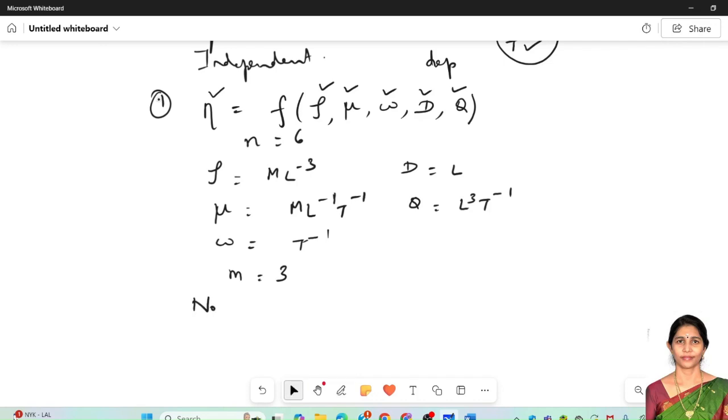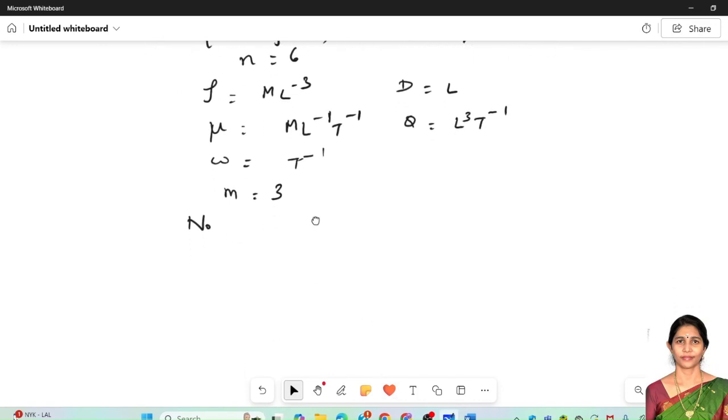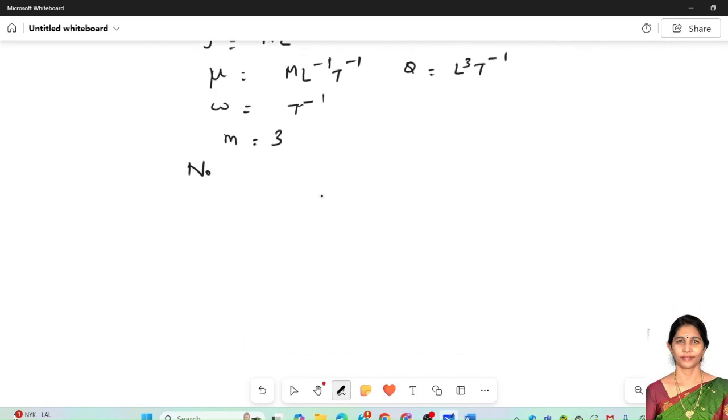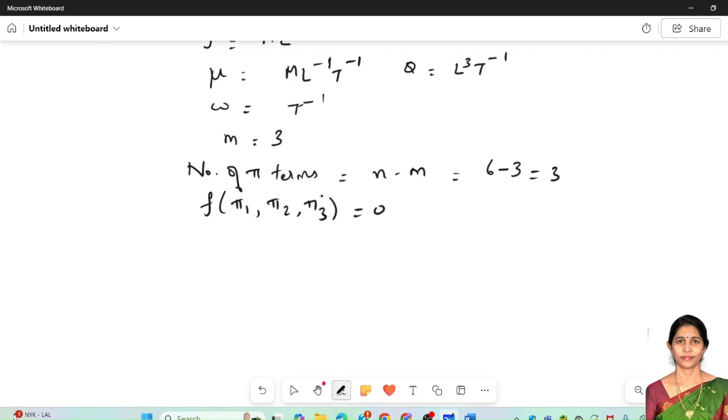Now, the next step is to find out the number of pi terms. This is Buckingham pi theorem. So n minus m, that will be your pi term. And in this case, your n is 6 and your m is 3. So 6 minus 3, it's going to be 3. Right? So your equation will be of the form function of pi 1, comma pi 2, comma pi 3 equal to 0. So this is how your final expression is going to look.